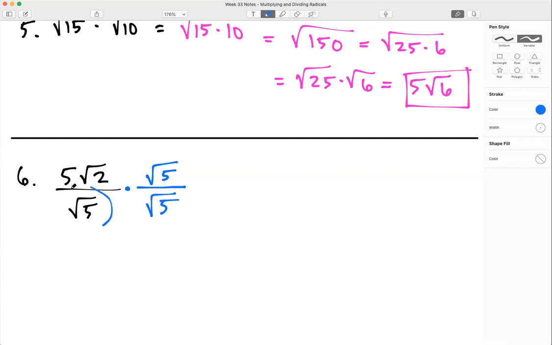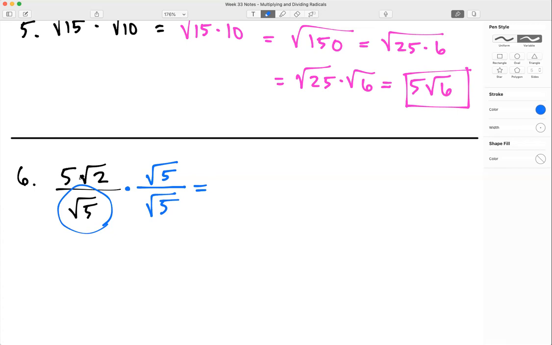Okay, so you see how the square root of 5 right there, take that, multiply this whole thing by square root of 5 over square root of 5. So that's the trick. And you're probably wondering why. Some of you may see it, some of you may not, but keep watching.